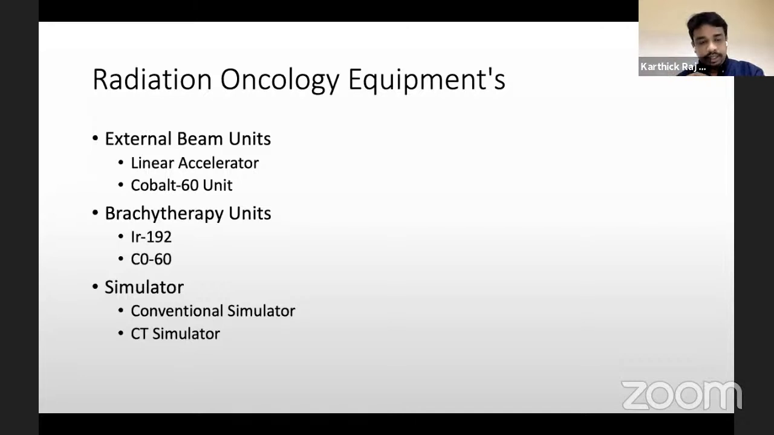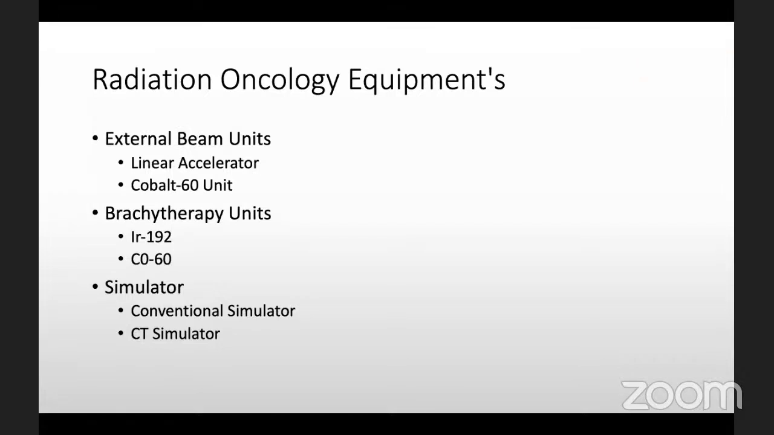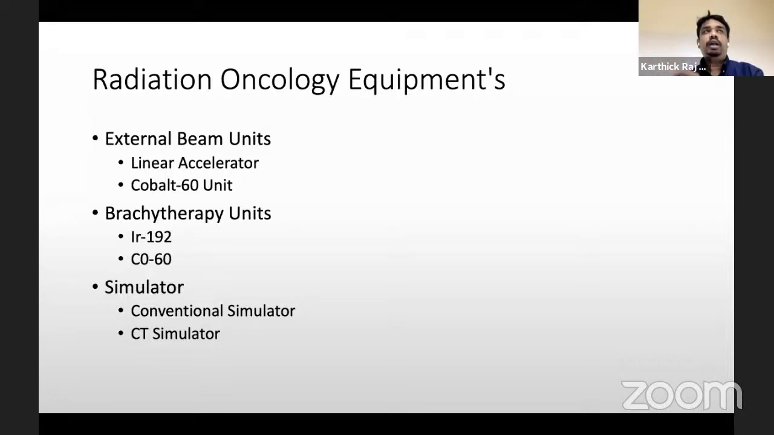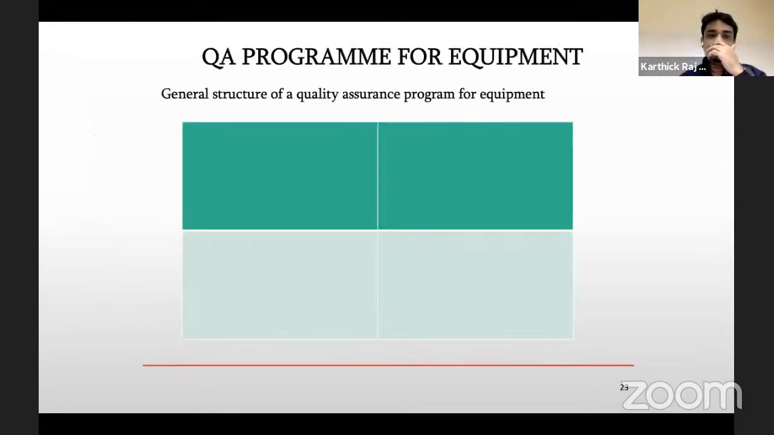If you talk about simulators, the conventional simulator concept has more or less gone. Most centers are going with CT simulators because we started doing 3D-based planning. A CT simulator component is very important when you want to establish a quality-assured radiotherapy center with highly conformal radiotherapy plans. Even if you're going with 3D CRT, a CT simulator with a treatment planning system and a good linear accelerator is a very important component.